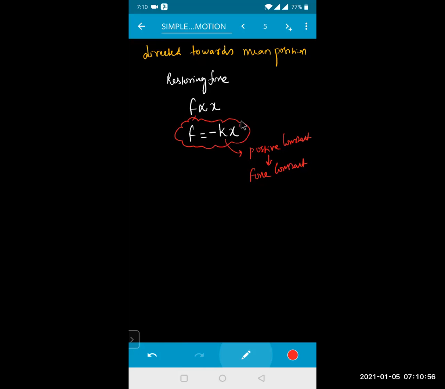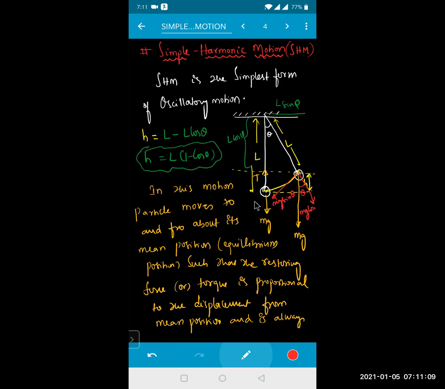And what is x? x is your displacement from the mean position. What is the mean position? This position is your mean position. This one is your mean position, and this one is your extreme position. This is the mean position, this is the extreme position.